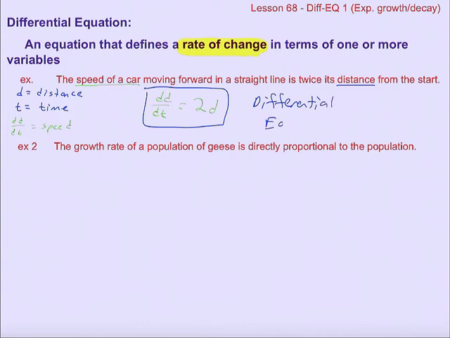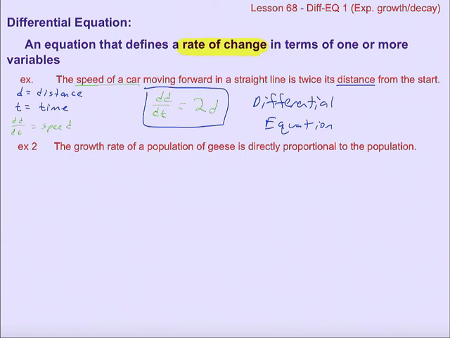It is an equation that relates or defines the rate of change of one variable with respect to another using one or two of the variables that are changing. In this case, the only variable that it used was the D variable, the distance. Doesn't have to be. Okay, so we'll talk more about that a little bit later in another video.